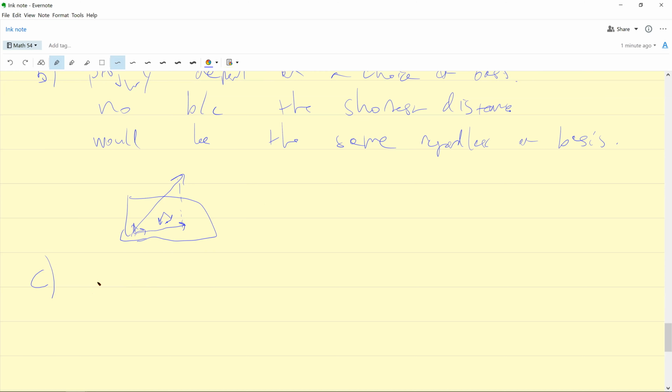I think it's false because if you think about R3 or something, and you have the standard basis, can't you rotate it an infinite number of ways and still get a normal basis? Exactly.